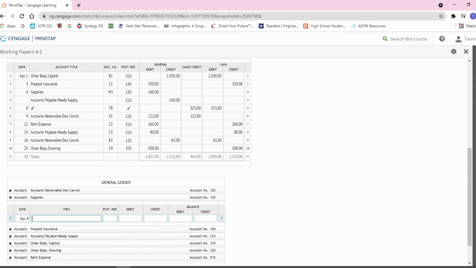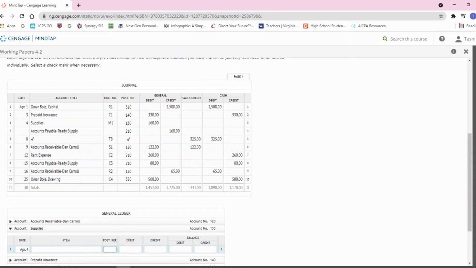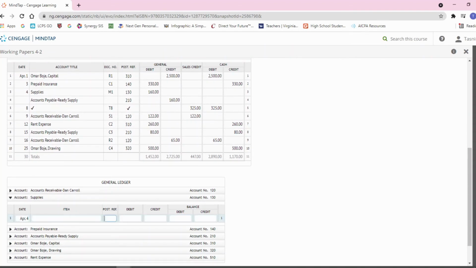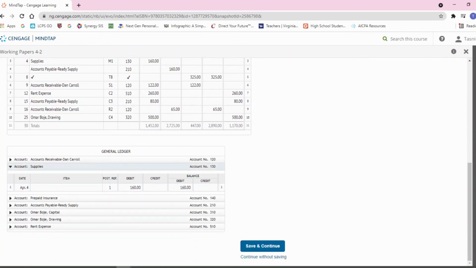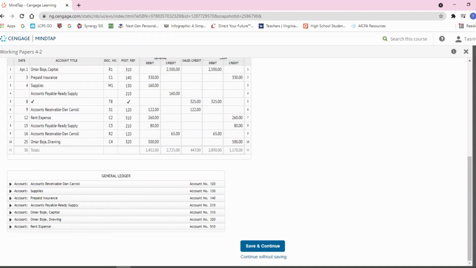Leave the item blank. Post reference is our page number, so that is 1. We have a debit for $160. And we only have one supplies transaction, so our balance is $160 for our general ledger. All right. What is our next transaction?